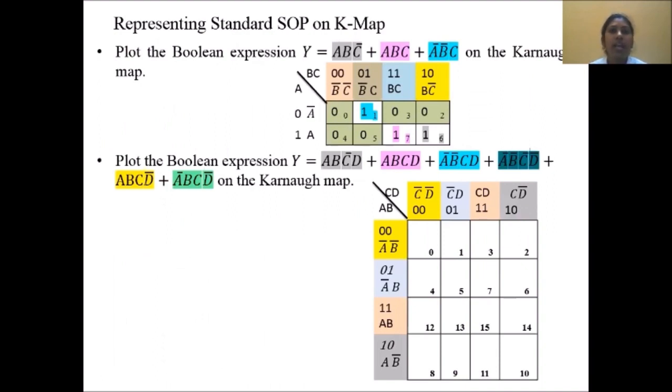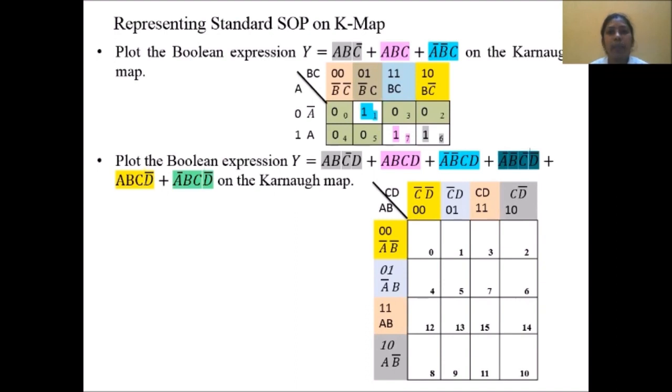So, representing standard SOP on the K map. We have a Boolean expression, Y is equal to some expression. We have to plot that expression on the K map. Since it involves only three variables A, B and C, we can draw a three variable K map. The terms which are in the Y equation should come as 1 in the output. So A, B, C bar. A and B, C bar will come in the second row, fourth column. So that element is marked as 1.